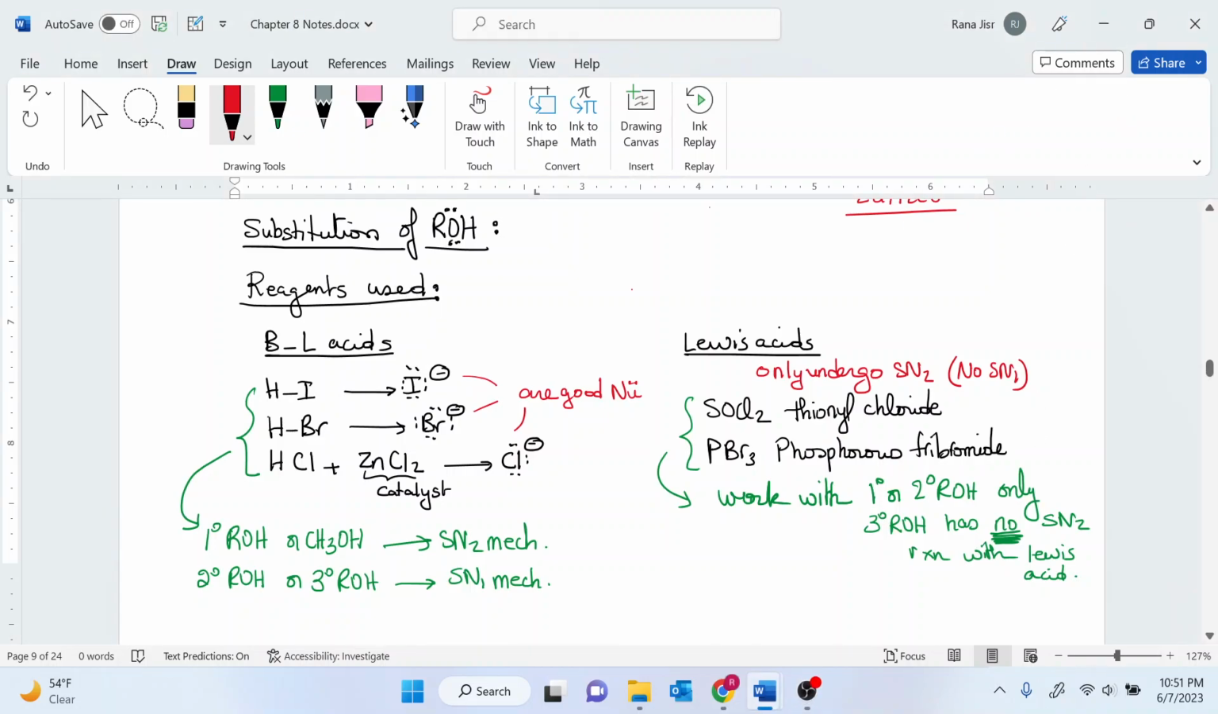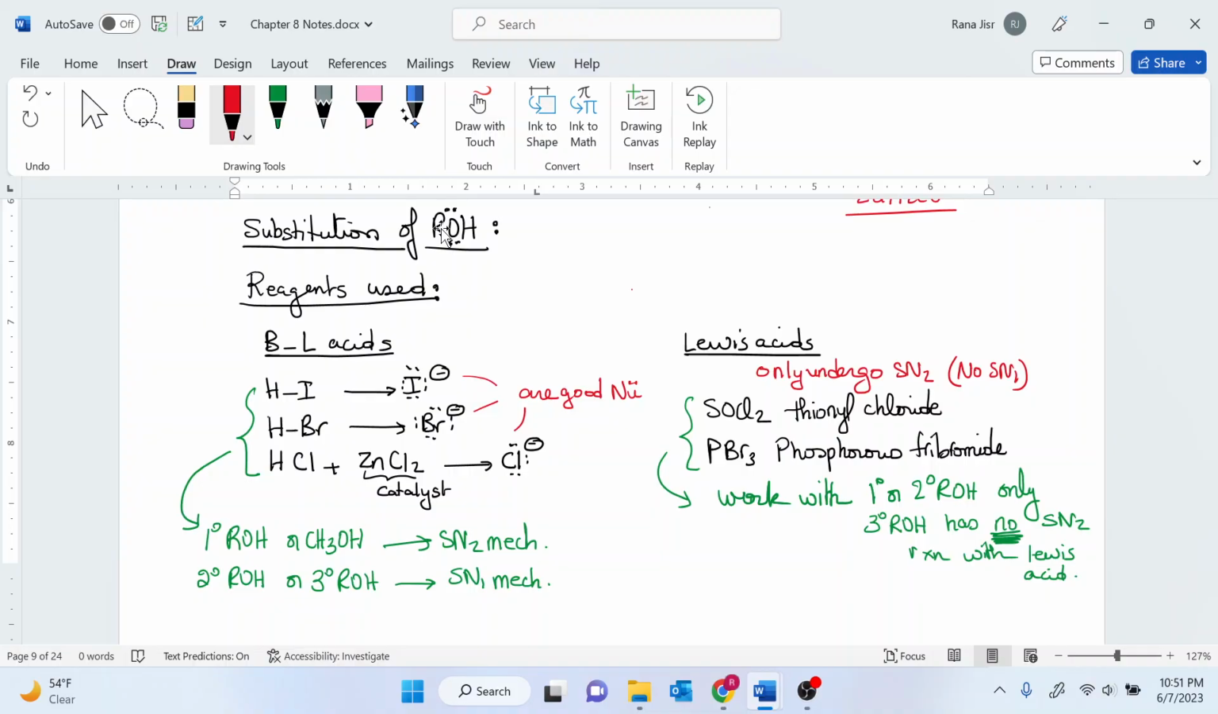Alcohols undergo substitution reactions as well. And as we discussed earlier, substitution is completely different than elimination. They don't happen simultaneously with alcohol because the reagents that we use for elimination are different than the ones that we're going to use for substitution.